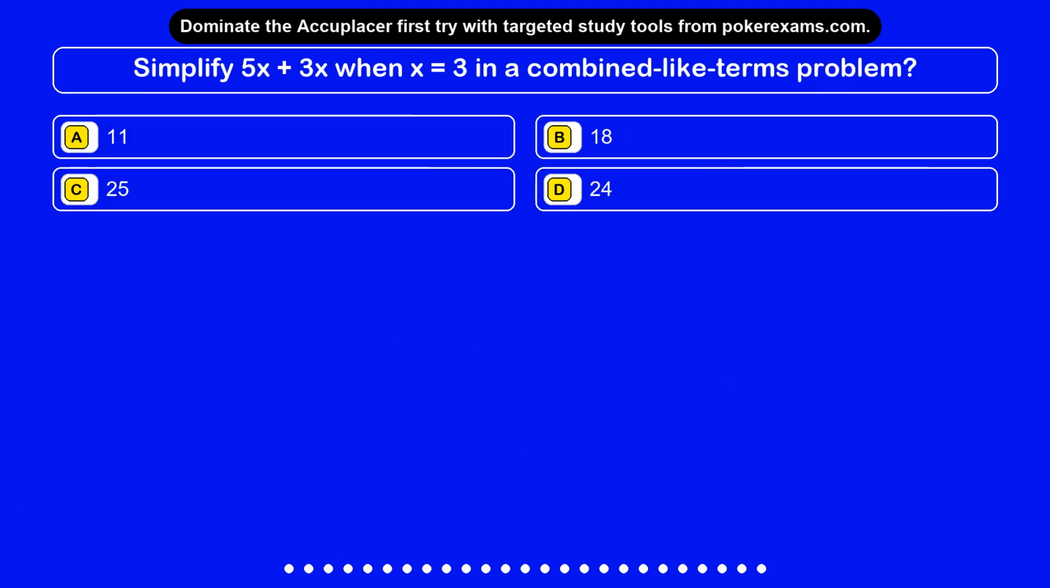Question 7. Simplify 5x plus 3x when x equals 3 in a combined like terms problem. Option A, 11. Option B, 18. Option C, 25. Option D, 24.